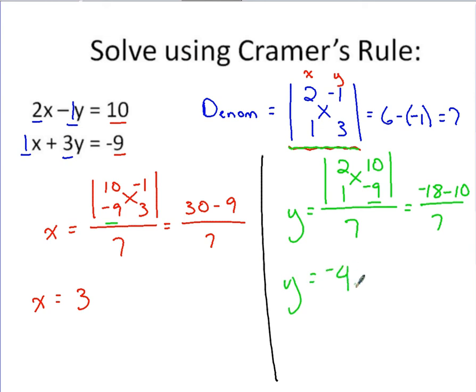This is still a solution to a system. It's just using a new method. So we need to, at some stage here, create our ordered pair that represents that solution. So here's our ordered pair. x is 3, y is -4.